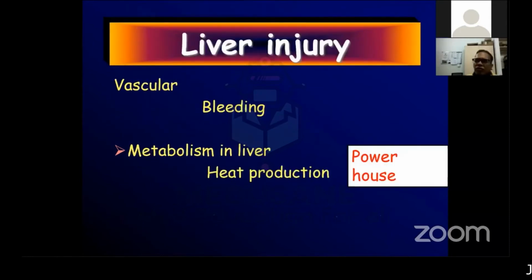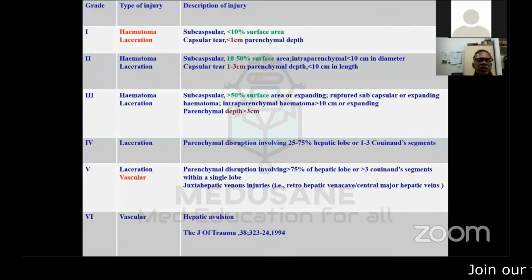Liver injury. It is the most vascular organ because you have two blood supplies: one is the hepatic artery, the second is the portal vein. Its metabolic activity is maximum in the body, so it produces maximum heat, and that is why it can be called a powerhouse, where it produces the energy and maintains the heat of the body. These are the classes of injury. Every time it is hematoma, laceration, and vascular injury. There are three components you can see when you do surgery.